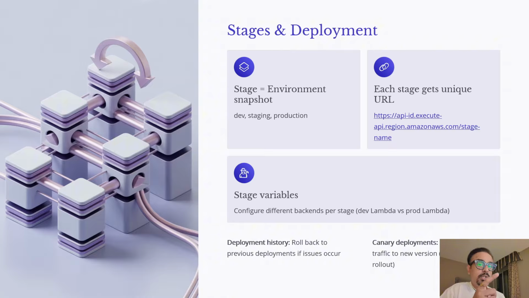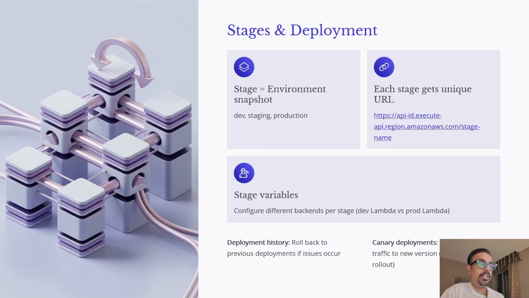Now, apart from stages, you also have to understand deployment. So you have to pay attention over here. This makes it easy to separate development, testing, and production environments, as we saw from the stages perspective. You can also use stage variables to configure a different backend per stage. For instance, connecting your dev stage to dev Lambda functions and your prod stage to production Lambda functions, all from the same API configuration. So as I said, in dev, you will point to a different Lambda function, and in production, you will point to a different Lambda function.